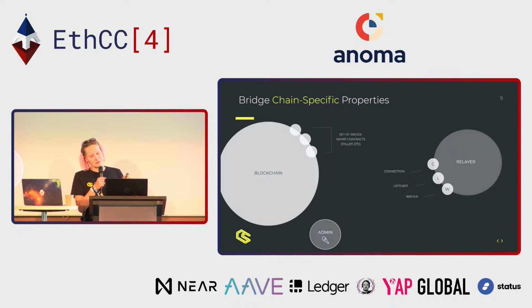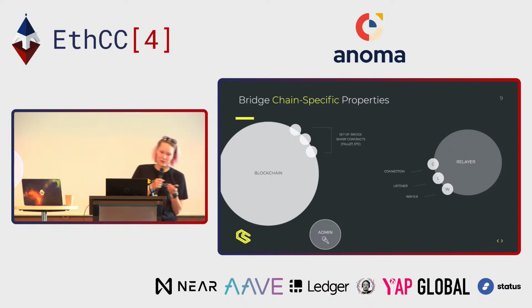Yeah, a little bit of chain-specific properties for Chainbridge. Within every relayer, there are modules that are set up for connection, listener, and writer. Connection, obviously, is to connect to the blockchain. You can either run your own node, or you can use something like Infura just to be connected to the blockchain. Then listener and writer is pretty straightforward. The listener listens for events on one chain, and the writer writes them on the other.